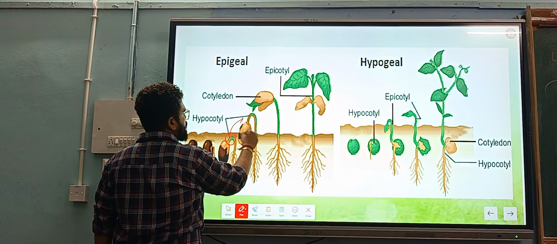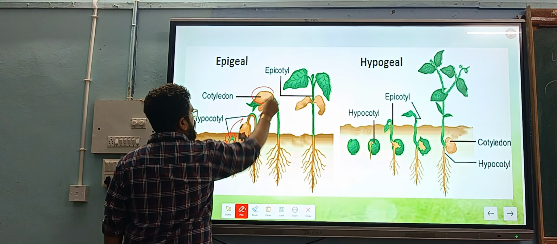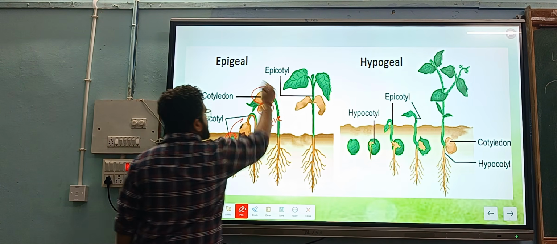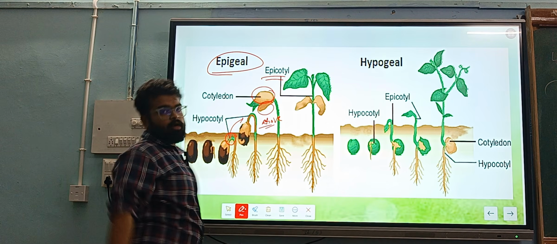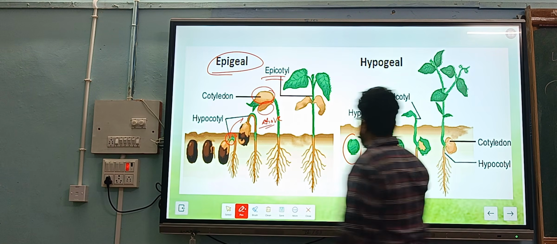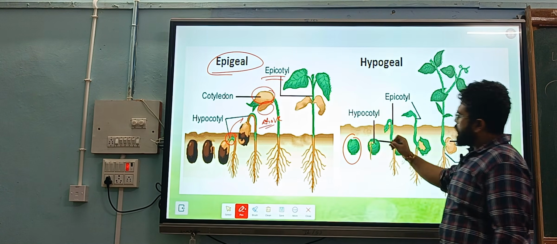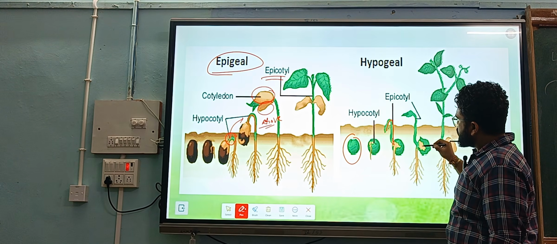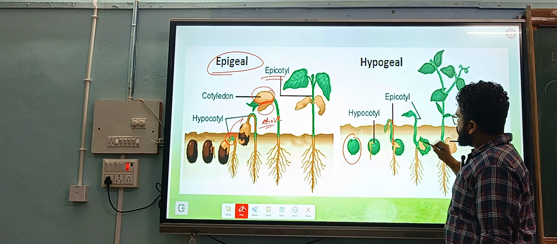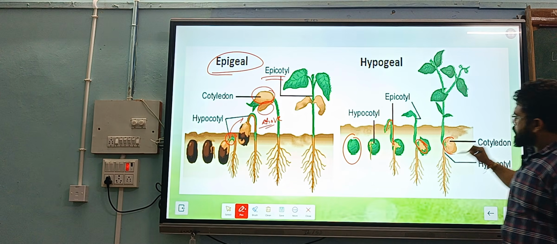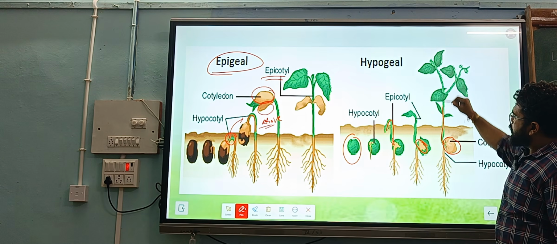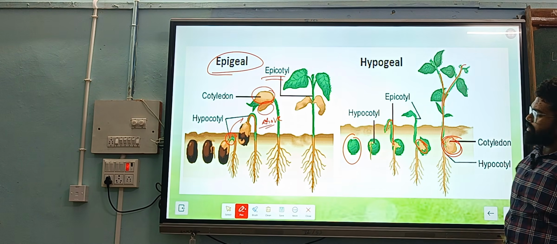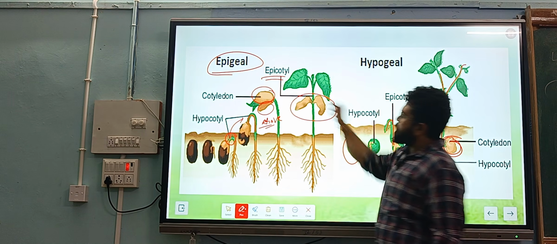When it comes out and the cotyledons are above the soil surface, we consider it epigeal germination. What is hypogeal germination? This is a seed, consider cereal seeds like maize, where the hypocotyl is inside the soil, and the cotyledons remain inside the soil. Only the epicotyl comes out with the leaf, whereas the cotyledon remains inside the soil. But here the cotyledon is above the soil.